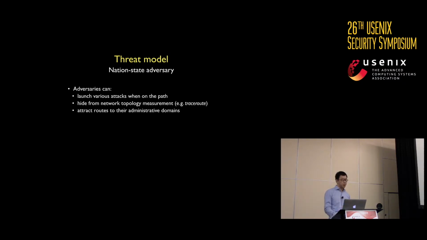And also, they have the ability to manipulate routing information, so they can, for example, by announcing a fake BGP announcement, attract some traffic or routes towards their administrative domains. However, we assume that they cannot break the cryptographic assumptions, so they cannot break Tor's encryption.